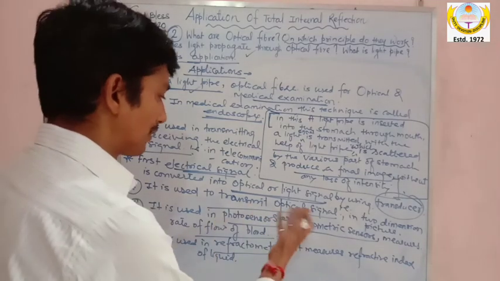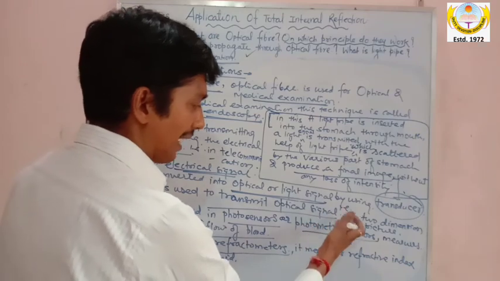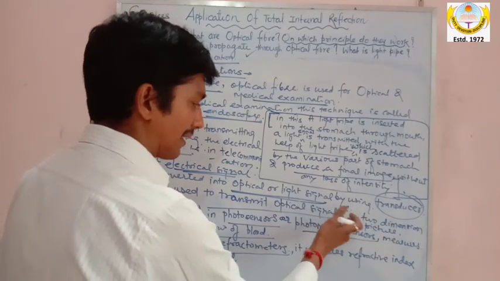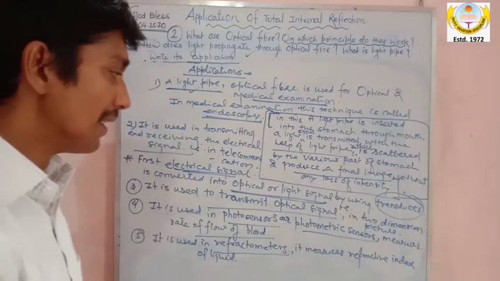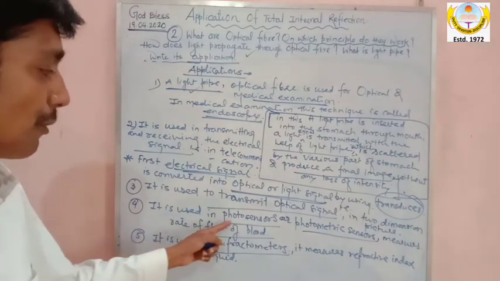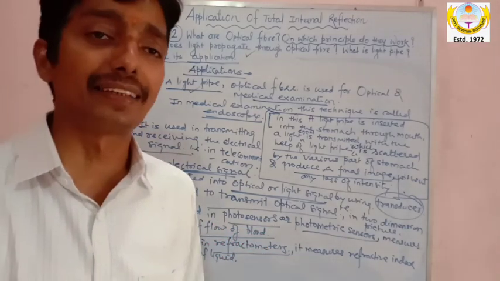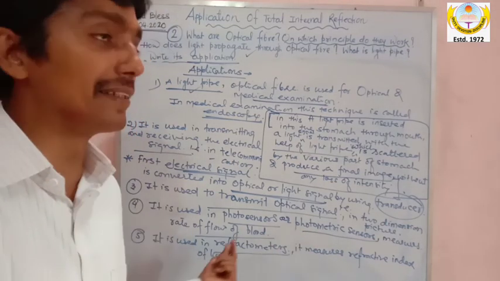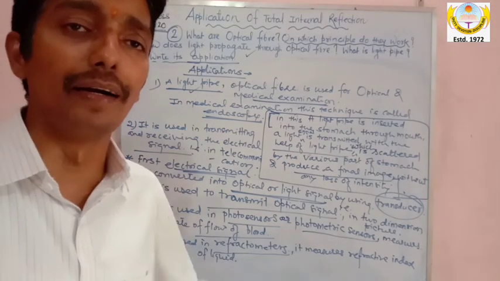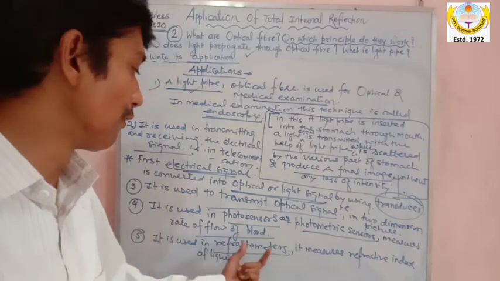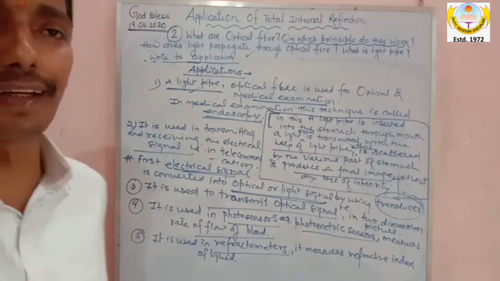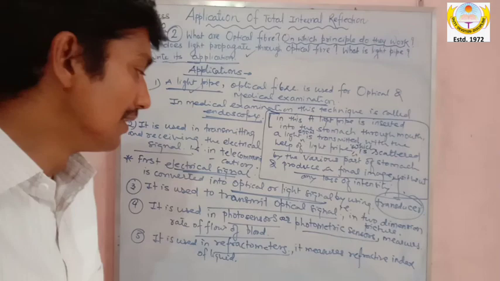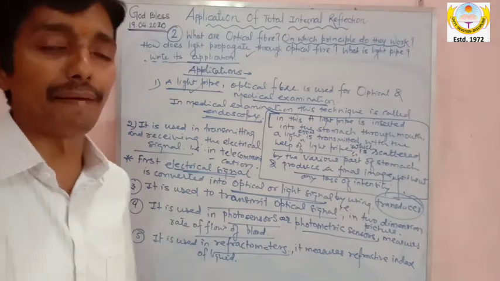Right? It is used to transmit optical signals and two-dimensional pictures. And my dear, it is used in photosensors or photometric sensors. And what are these photometric sensors? They measure the rate of flow of blood. And the last, my dear, it is used in refractometers, where it measures the refractive index of a liquid.